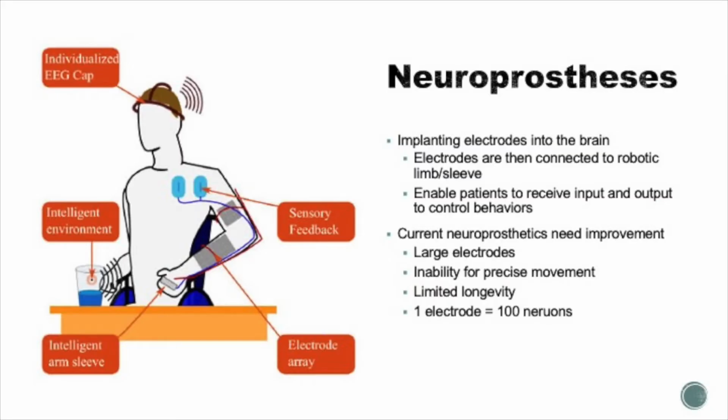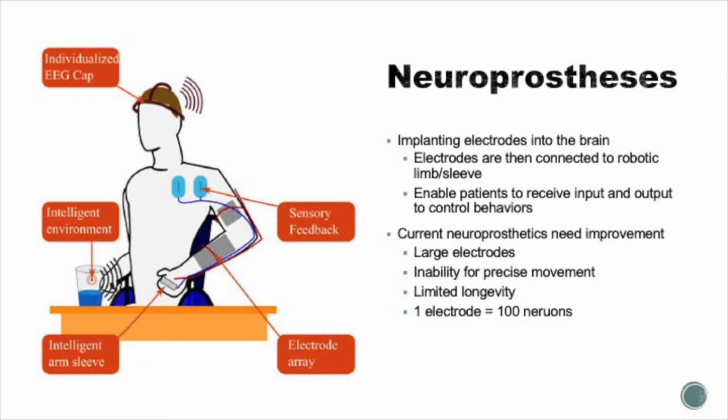So with brain-machine interface also comes neuroprosthesis, which sounds like what it means. It means a prosthetic limb that is controlled by the brain. So similarly to brain interface, it involves implanting electrodes into the brain or on top of the skull or using these individualized EEG caps. And these electrodes are then connected to a robotic arm or limb or sleeve as they're called. And this enables patients to receive input and output to be able to control behaviors.